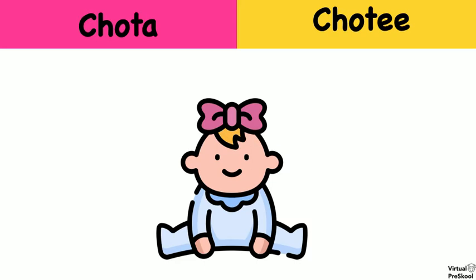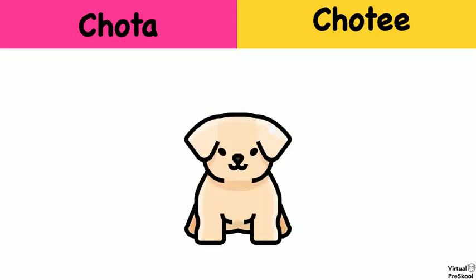Well, if you're not sure, we can use our context clues. So look at the picture. She has a pink ribbon on her head. So most people would probably say that this is a little girl. So we would probably describe her as choti. What about the little dog? The little dog, well, we don't know if this is a boy dog or a girl dog.